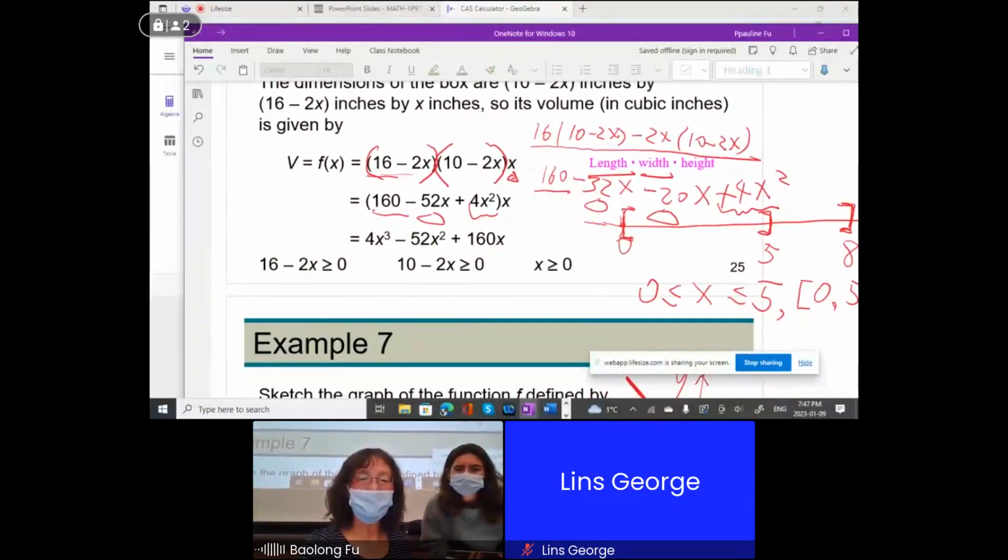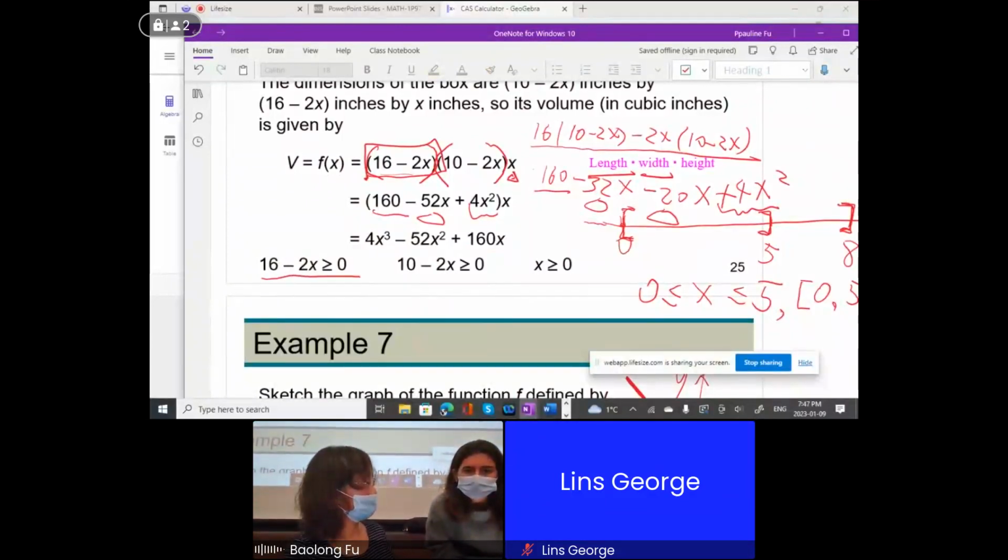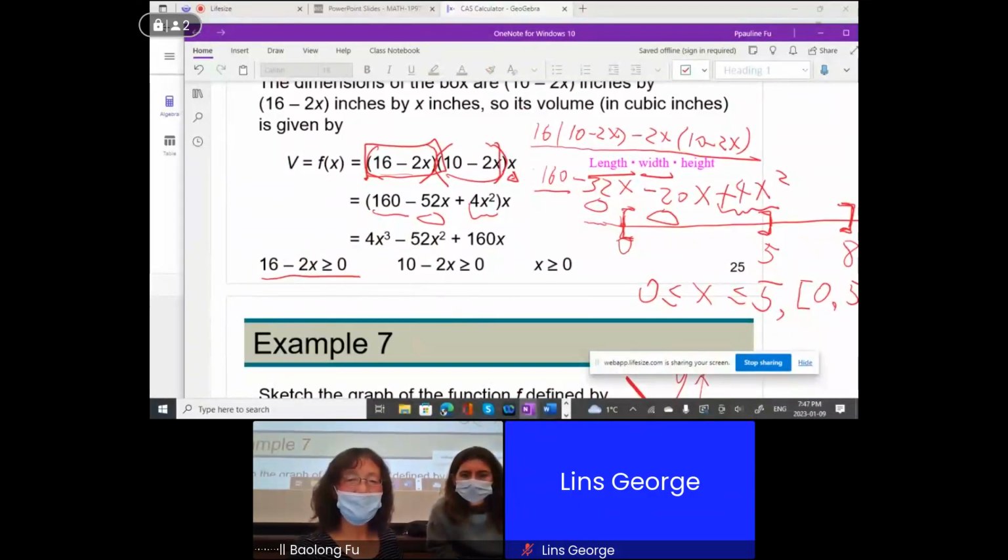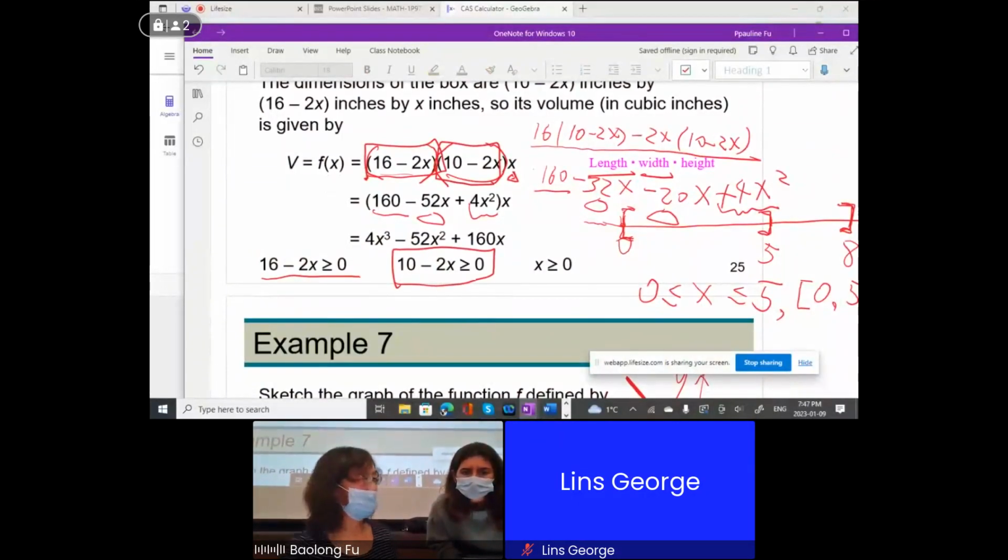Remember this one represents length. Length must be greater or equal to 0. This one represents width. Width must be greater than 0. And this one represents height, which must be greater than 0. Okay. So now you need to solve 3 inequalities. Let's solve one by one.